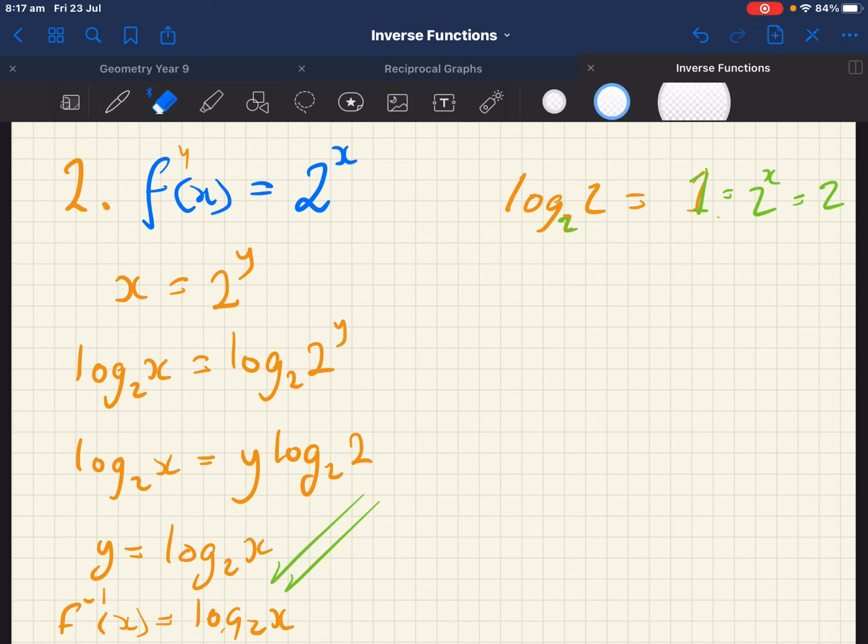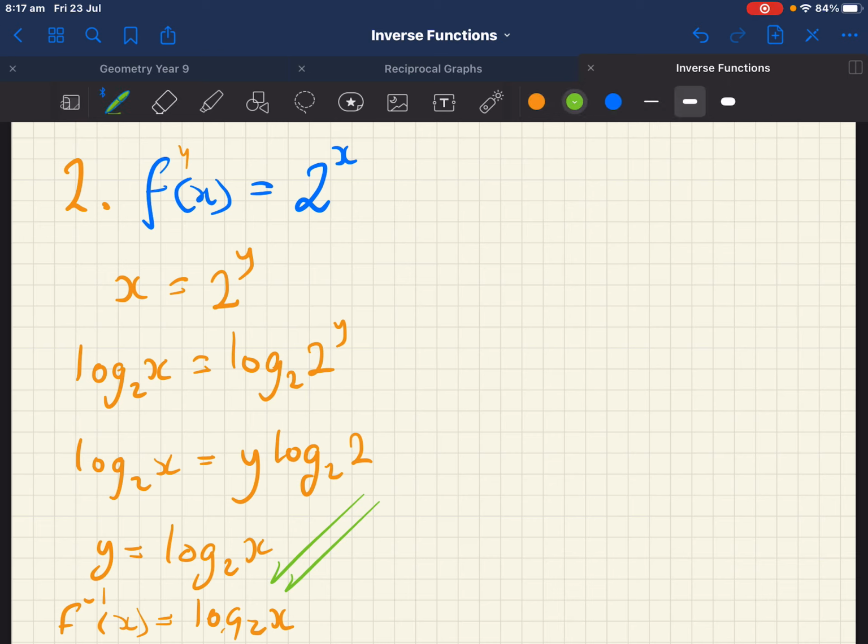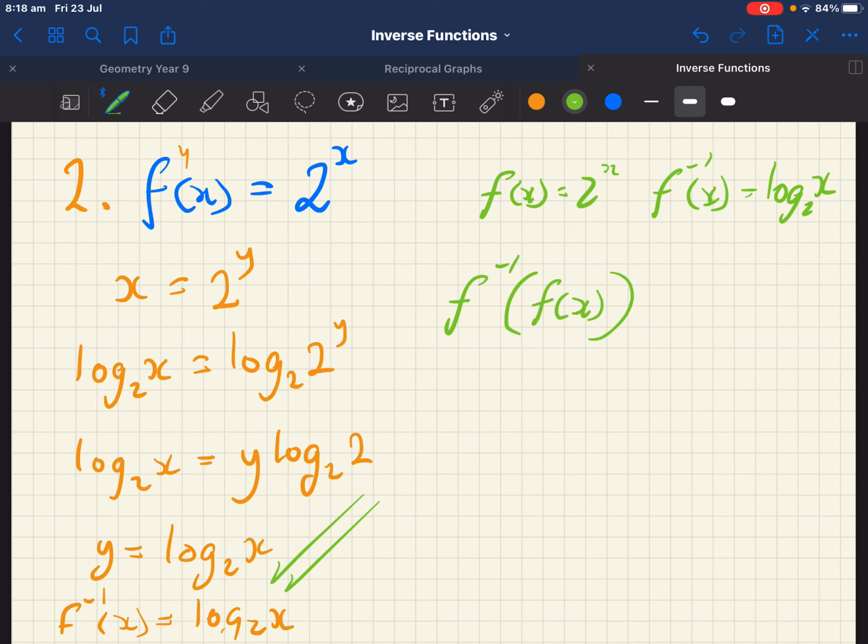Does it work? Again, you don't necessarily need to test it, but I am going to do that here for you guys, just so you can see. So if f of x is 2 to the x, the inverse function is log 2 of x. Let's see if these functions actually do undo each other. This time I'll rewrite it the other way. I'll do the inverse of f of x. Let's see what this ends up giving us. I'll do it below because I'm going to run out of room across there.